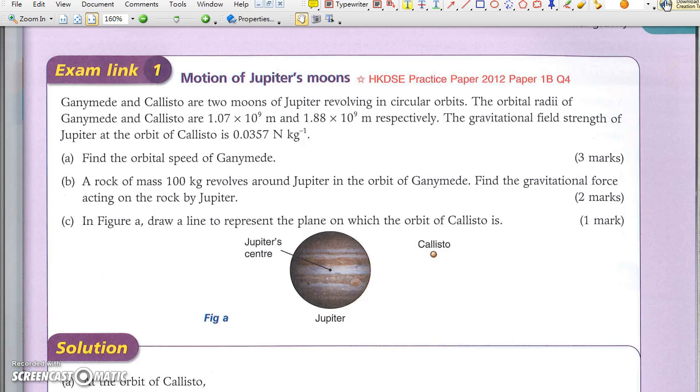Exam link 1 investigates the motion of Jupiter's moons. The two moons have different orbital radii and hence experience different gravitational field strengths. Pay attention to part C.